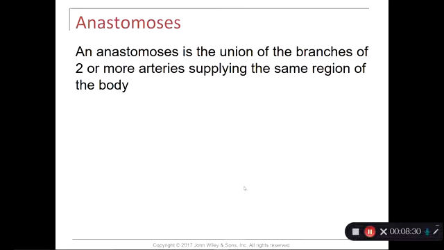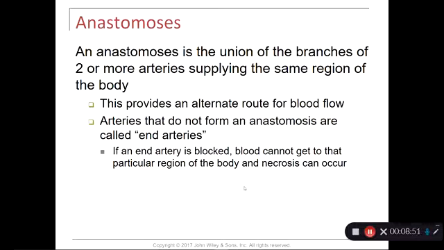There are things called anastomosis. An anastomosis is the union of multiple branches. It means that some muscular arteries have branched off and then they come back together in another place. If they do that, it's really quite helpful, because if one gets blocked off, you still have another way of getting back to that space. If there aren't any anastomosis, and one artery blocks off, then you get blocked tissue and you get necrosis, and it ends very poorly.